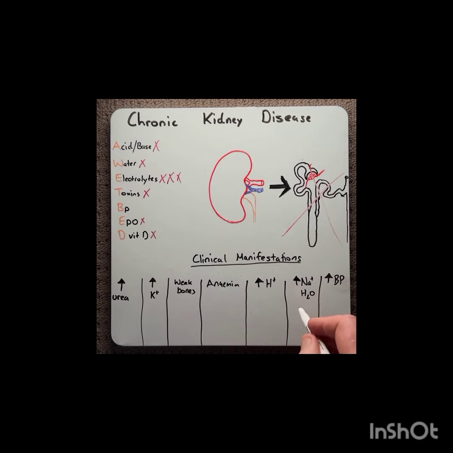This can result in edema and fluid within the lungs. And finally, high blood pressure due to a high release of renin and the activation of the RAS pathway.